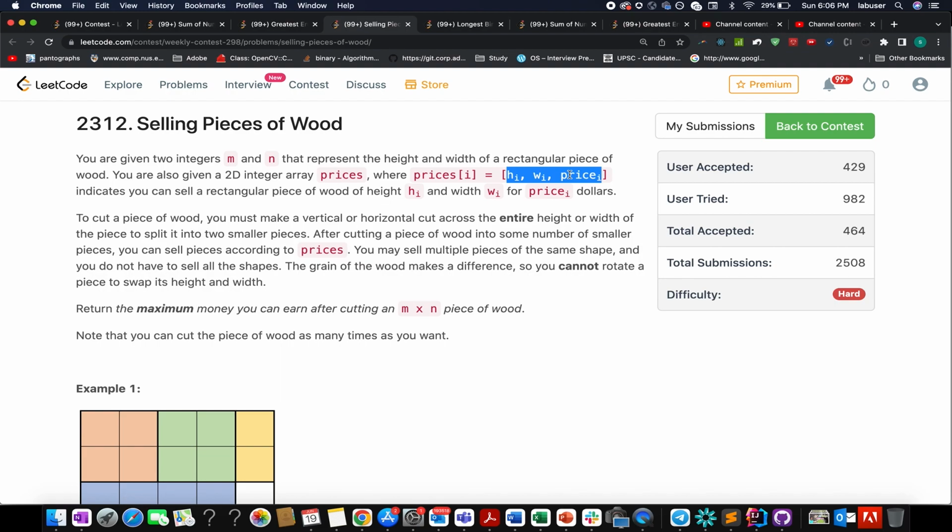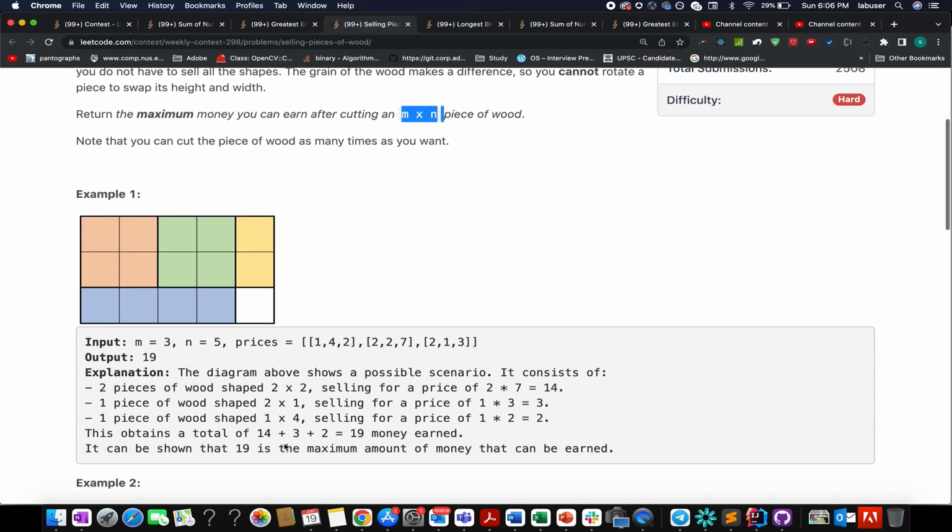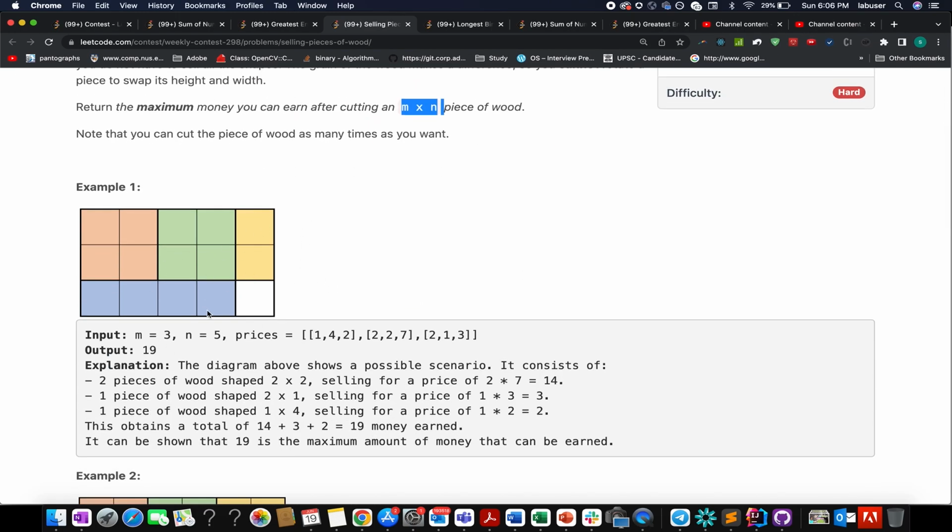What do we need to do? We need to return the maximum money that can be earned after cutting the log of size m cross n, dividing it into smaller pieces and then selling them in the market. So here they have provided us with an example. I'll be walking you through this example as well as the algorithm to go about it.